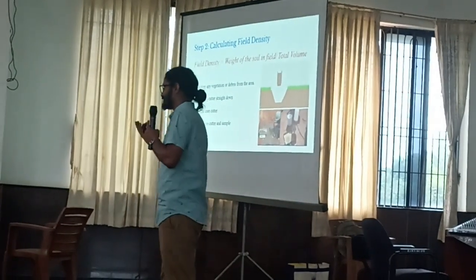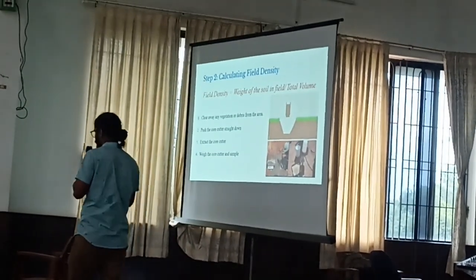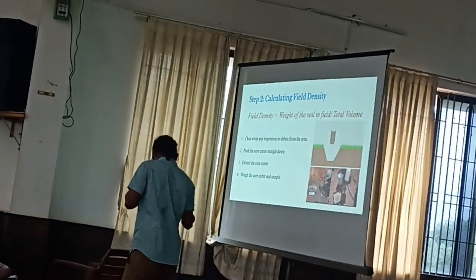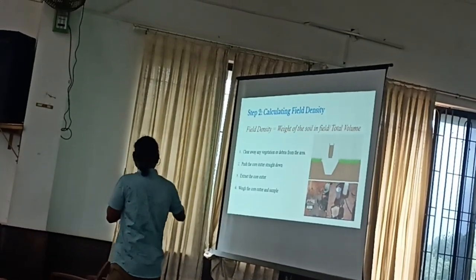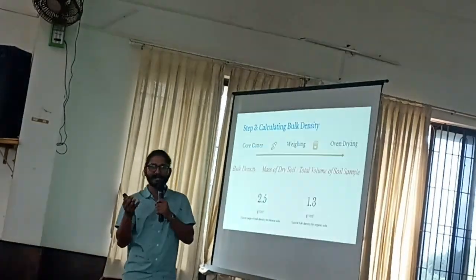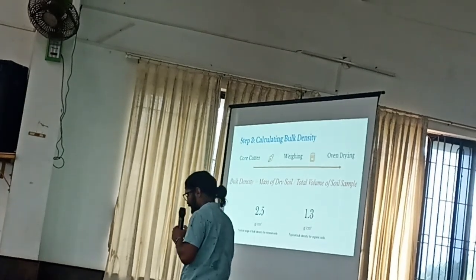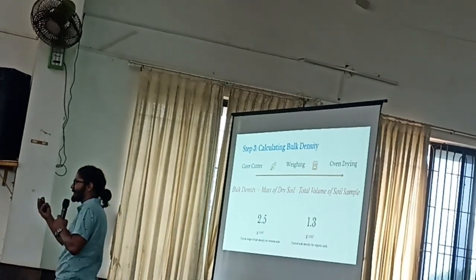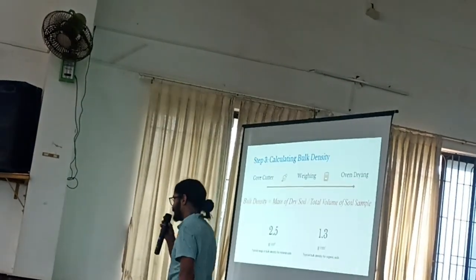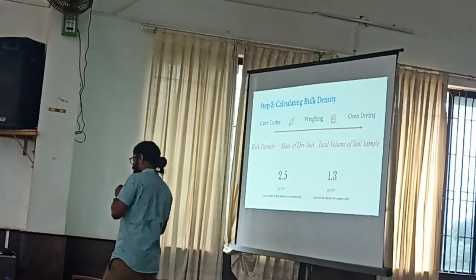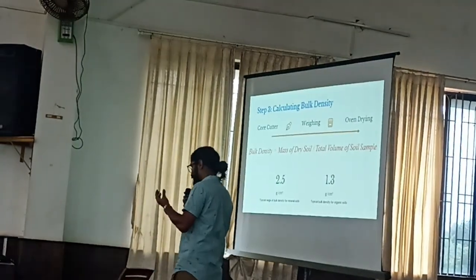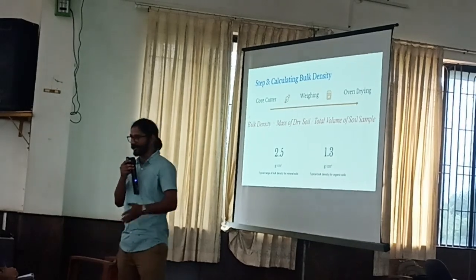It also contains the moisture. This will give the field density. After coming to the lab, we will oven dry it and take the dry soil. After removing the moisture content, we will have dry soil which will give us the bulk density. What is bulk density? It represents at what rate the soil will permit the water to percolate to the lower layer.